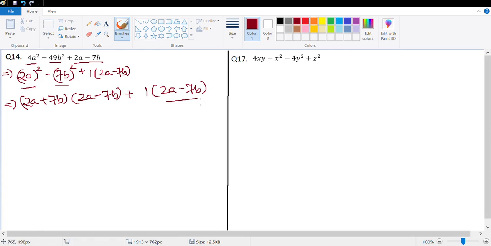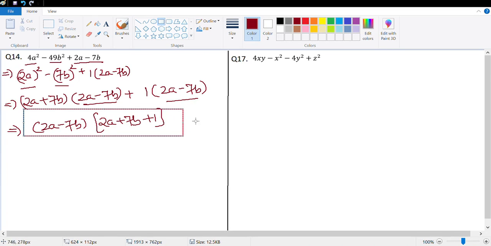(2a minus 7b) is common between these two terms. So let's take (2a minus 7b) common. What we are left with is (2a plus 7b) from the first term and plus 1 from the second term. That's the final answer. You would represent it in the form of the final answer. I am not writing it anymore for any of the questions in this video.